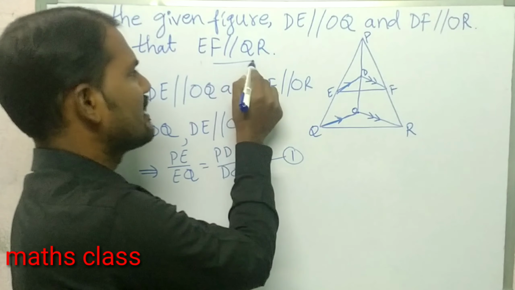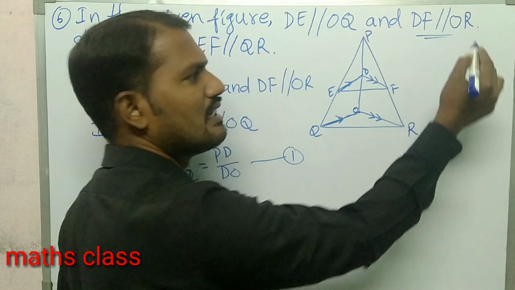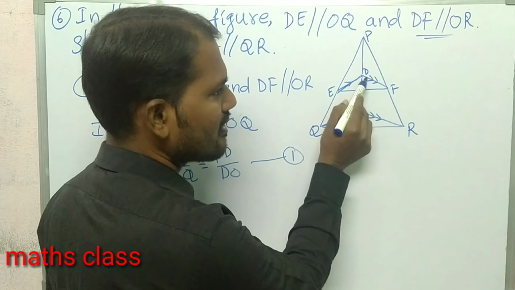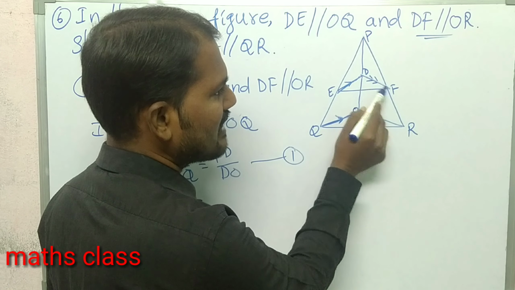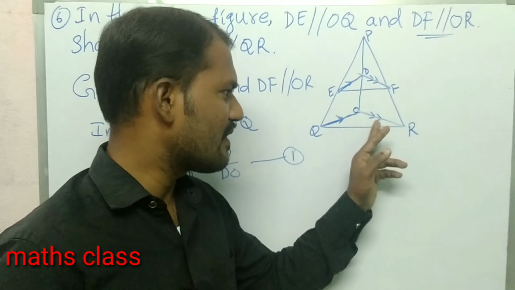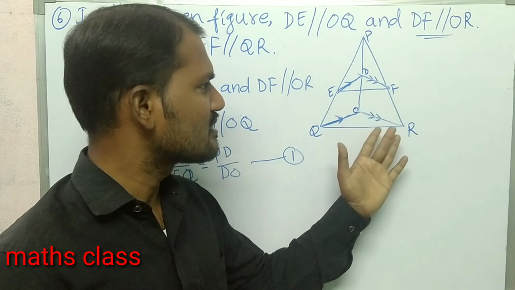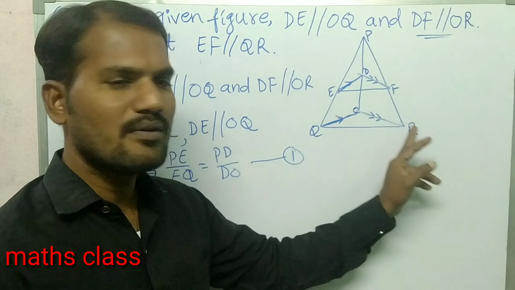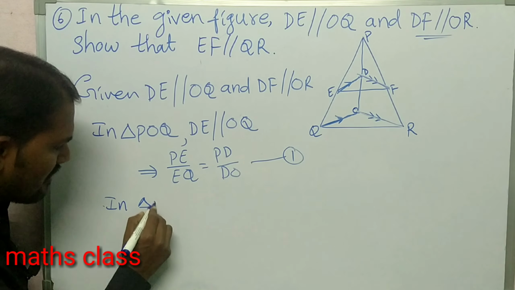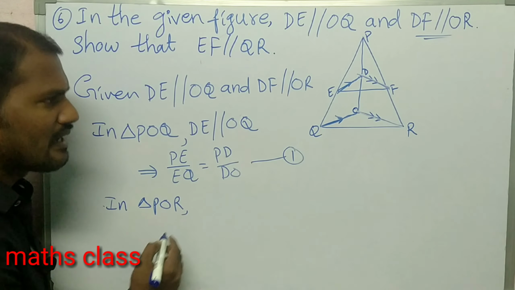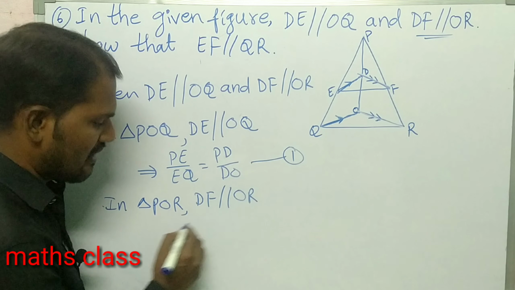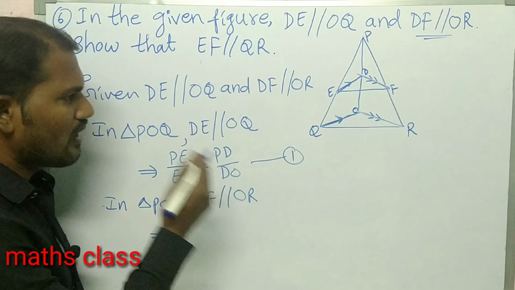And next, what is given? Next, DF is parallel to OR. Here two arrows are appearing now. So this line DF is parallel to OR. See, DF and OR are parallel sides in triangle POR. So next, in triangle POR, DF is parallel to OR.